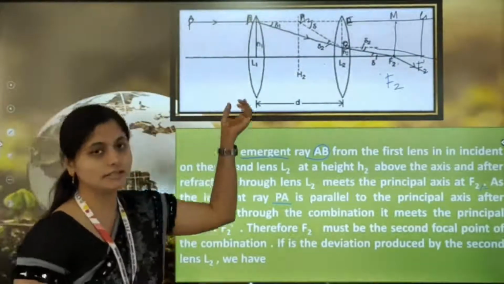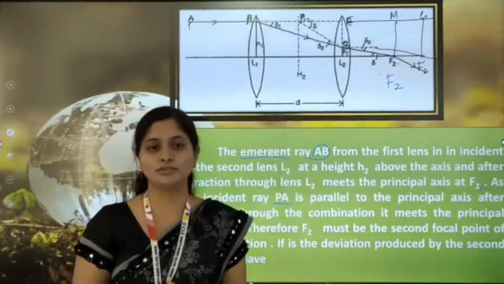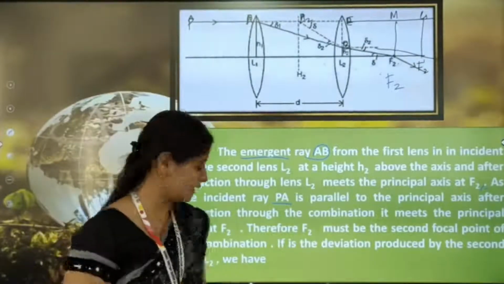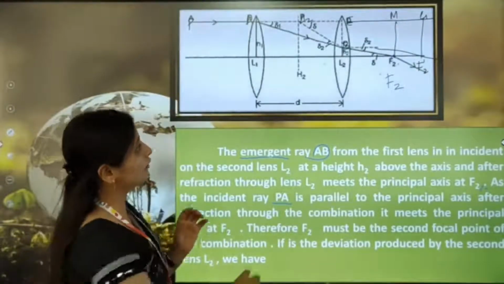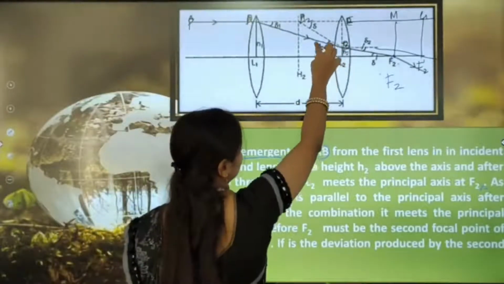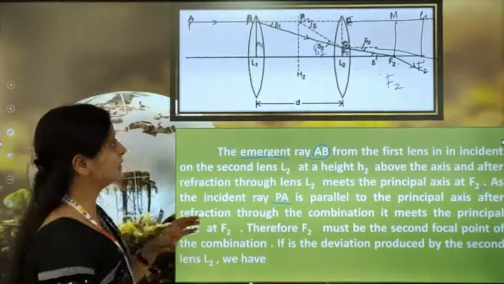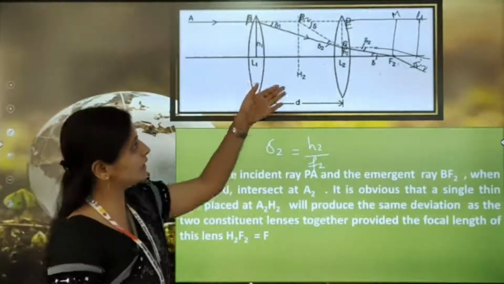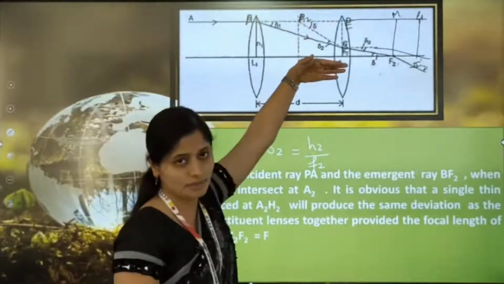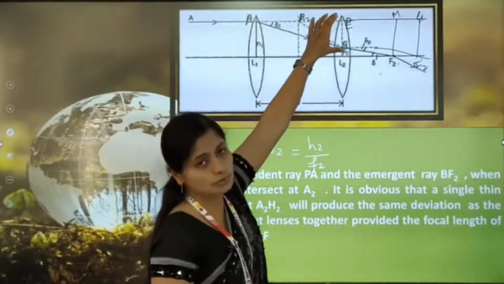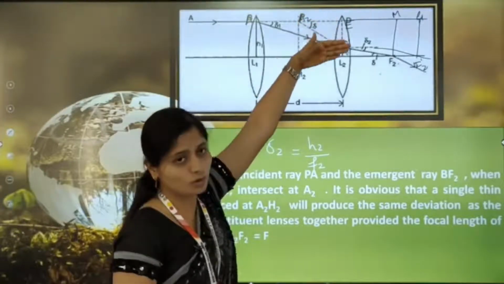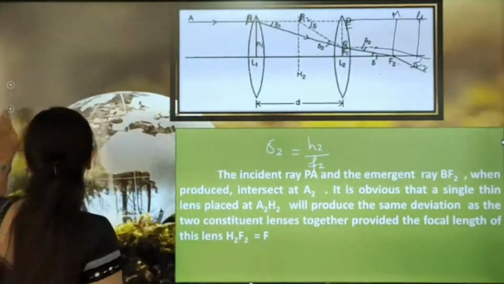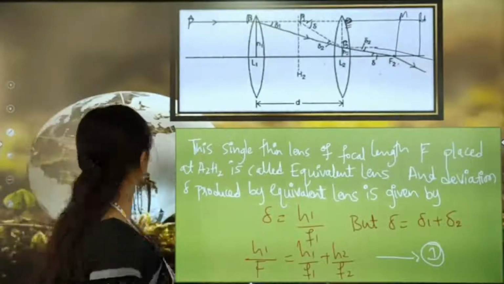So in the combination we know that F2 is the second focal point. If the deviation produced by the second lens L2, the deviation angle, is delta 2, then delta 2 equals H2 by F2. Again, that ray is parallel to the principal axis, so with the height H2 of the ray on the second lens with respect to the principal axis, we get H2 by F2.